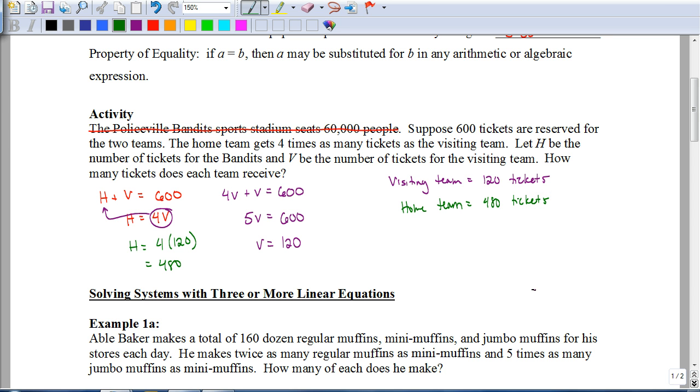Now you want to make sure that your answer meets both of the qualifications, because we know now that, sure enough, 4 times 120 gives me 480. But if I add these together, do I get a total of 600 tickets? Sure enough, 120 plus 480 does give me 600, so I know that I've got the right answer here.